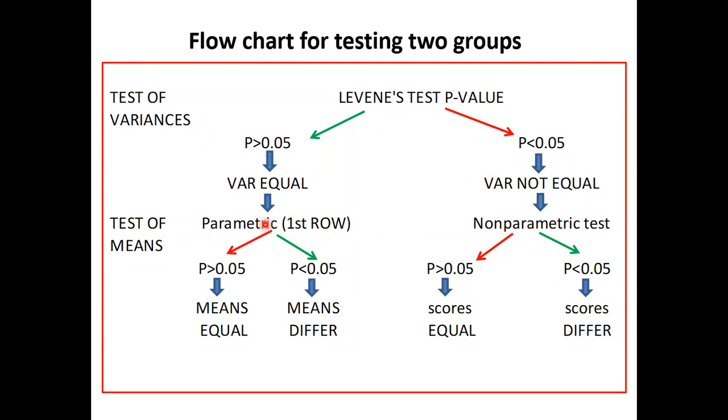So in this test, we look at the p-value. P-value more than 0.05 means the means are equal. P-value less than 0.05 means the means are different. That's what you want to know. This is only if variances are equal. If the variances are not equal, you do a non-parametric test. Again, p-value more than 0.05, scores are equal; we don't use the word mean. P-value less than 0.05, scores are different. We're going to use this path diagram for all the tests.